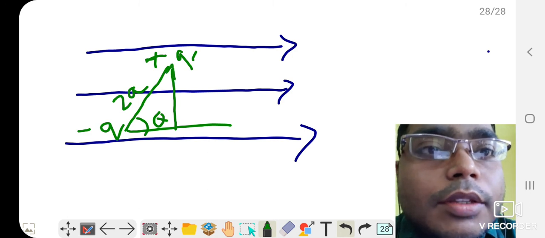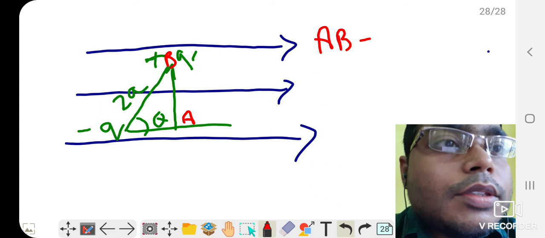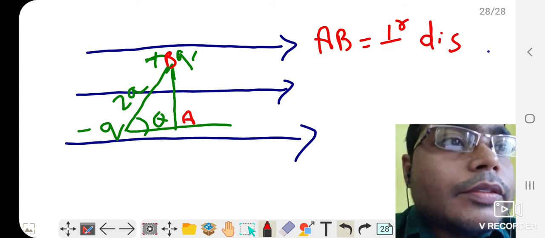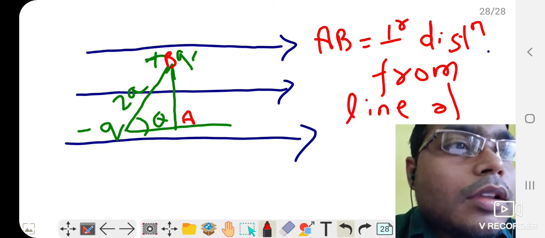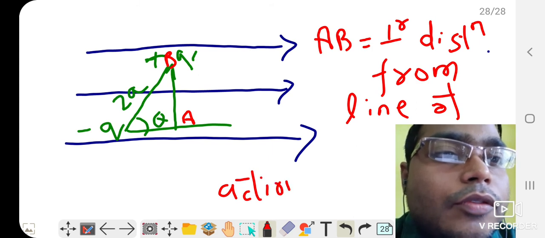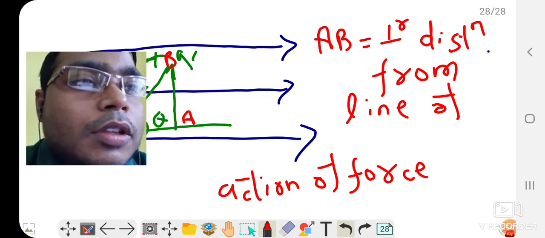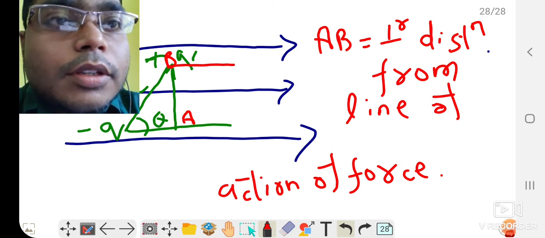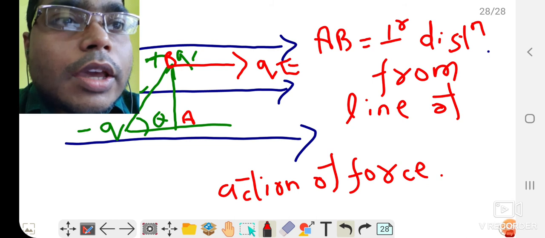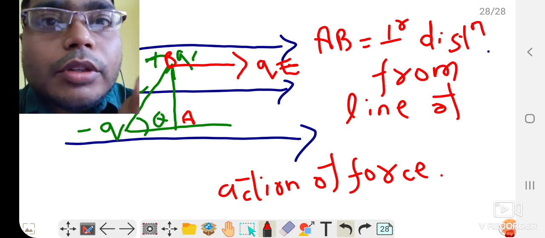Let the perpendicular distance we have taken be denoted A and B. So what is AB? AB is the perpendicular distance from the line of action of the force, right? As you can see in the diagram, the line of action of force will be like this. This is the line of action of the force, and AB is the perpendicular distance from the line of action of the force.